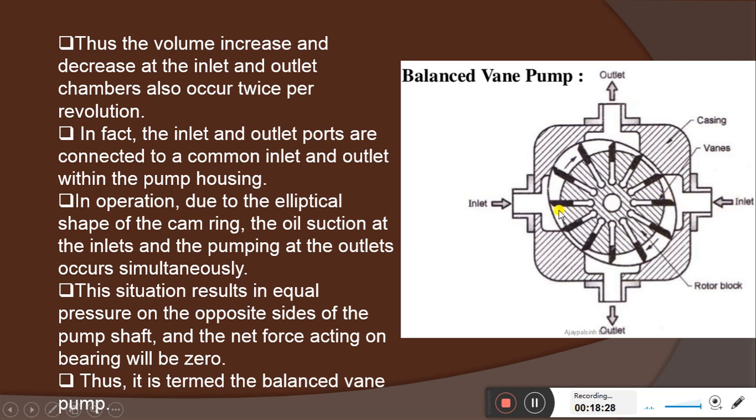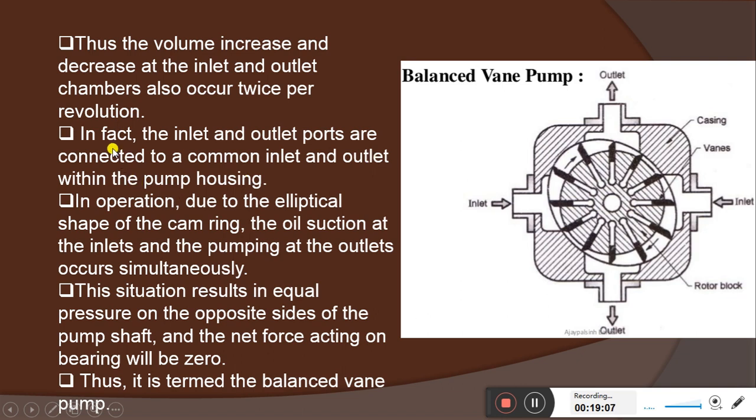Because of that, the liquid is sucked in simultaneously at the inlets. Then at the outlet, at the same time, volume reduction takes place at this position. Here also, as the rotor rotates, the volume reduces and the liquid experiences higher pressure and is pushed outside. So the inlet and outlet ports act twice per revolution; both suction and discharge act twice in each cycle of this balanced vane pump.